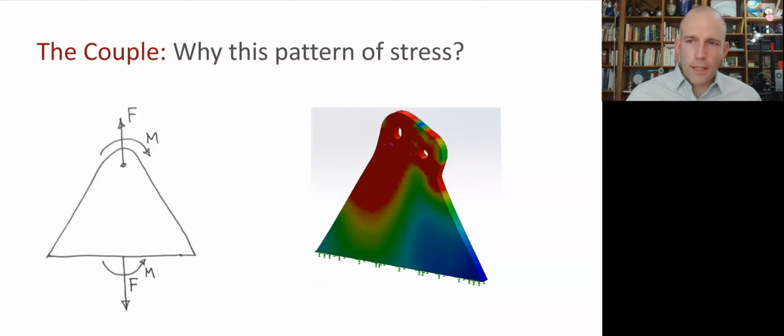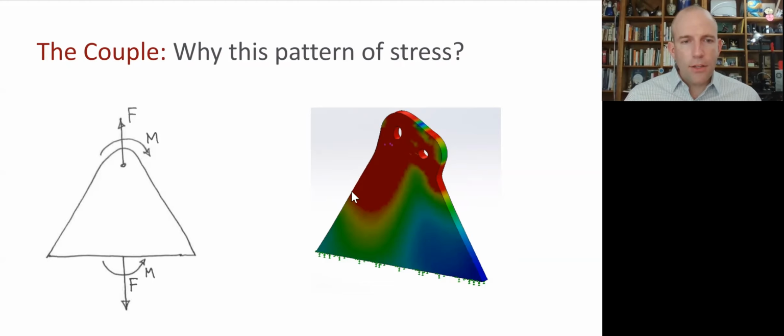All right, so what you've noticed is that the pattern of stress is uneven. It is not uniform across the cross-section, as we would expect from pure tension, say, and it's not high on the outer edges and low or zero in the middle, as we would expect from pure bending.